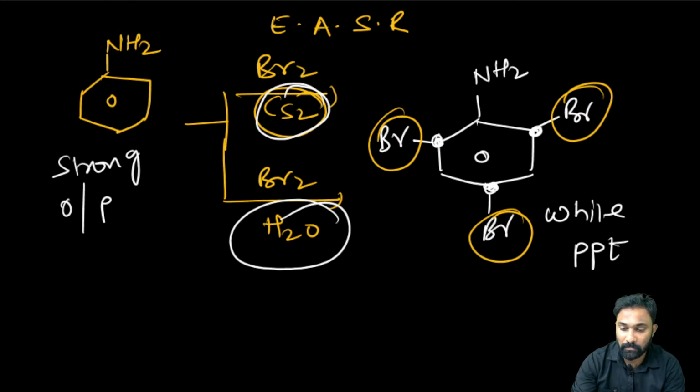So first of all, to not get the tri-substituted product, what do we have to do? We have to protect the NH2 by doing the acylation. So my dear friends, you have to be very careful.